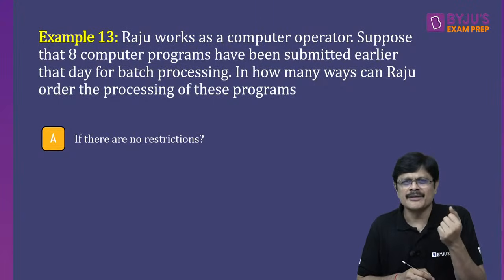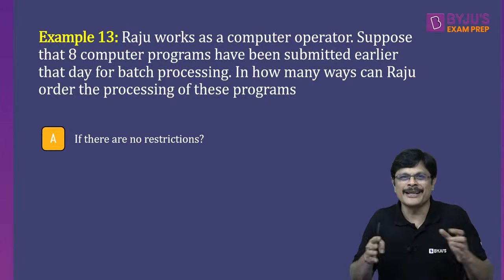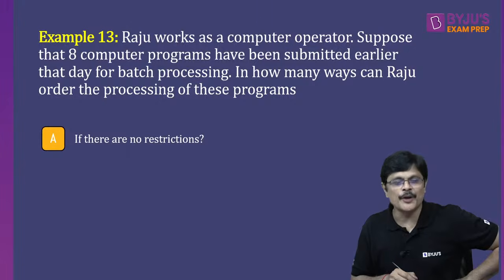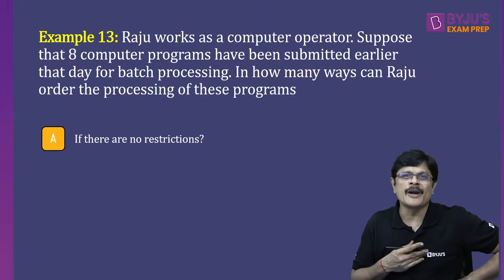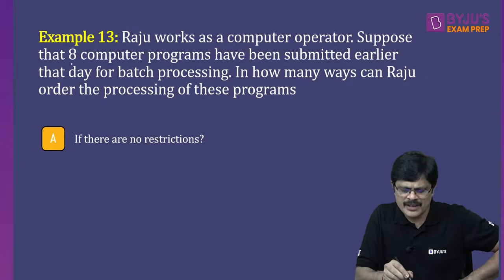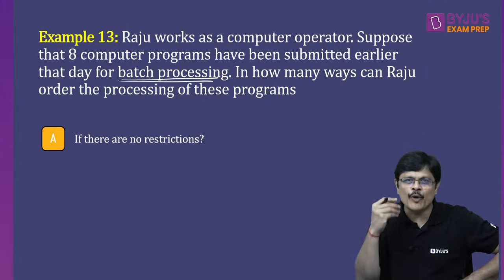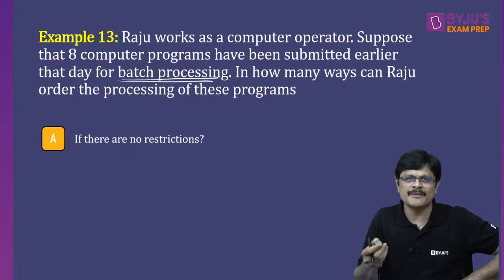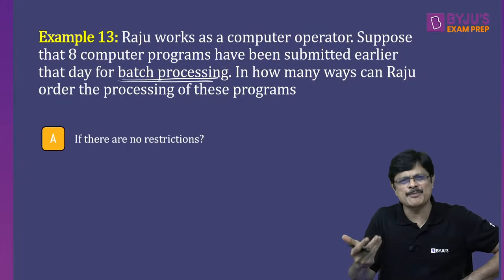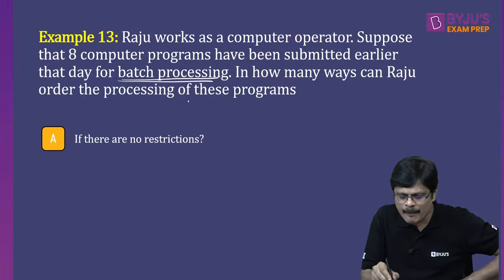Now look at this example. It was a question taken from some old book. I just modified it to get nativity. Raju works as computer operator. Those who study operating systems can understand some of the statements properly. Even otherwise we can understand, I'll explain. Suppose that 8 computer programs have been submitted earlier that day for batch processing. See, batch processing, what happens? The programs are submitted to the system one after the other. Single batch processing, there will be multi-batch processing also. So we are assuming single batch processing. In how many ways can Raju order the processing of these programs, assuming that there is no restriction?